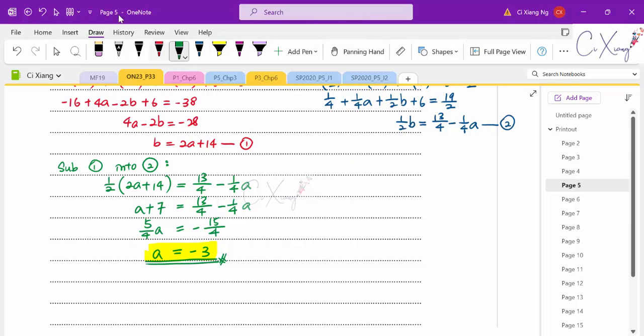So for me, I'm substituting into equation number 2. No matter which equation you are substituting into, by right, the answer for b should be the same. It must be the same. So b will be equal to 8, if you didn't make any careless mistake here. Alright, so this is how we solve question number 3.